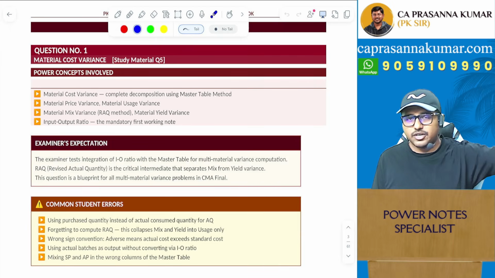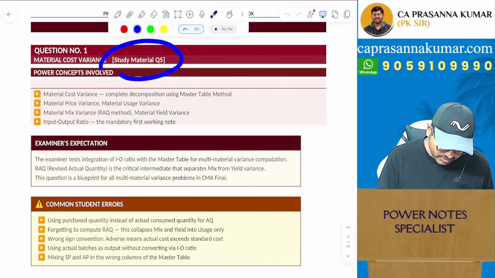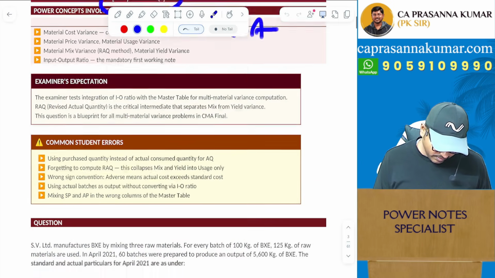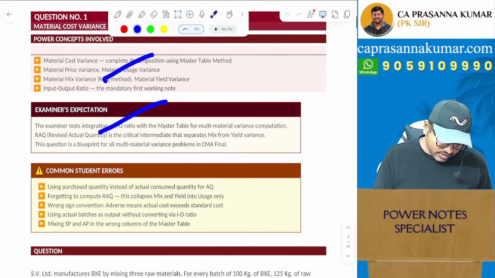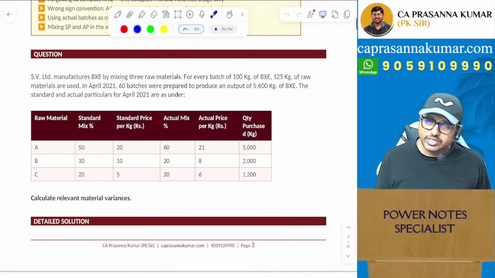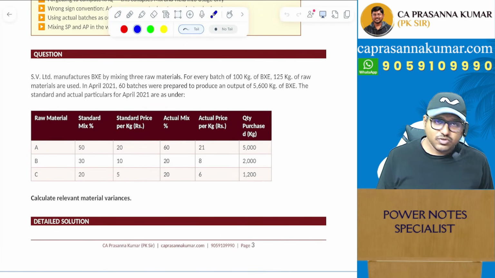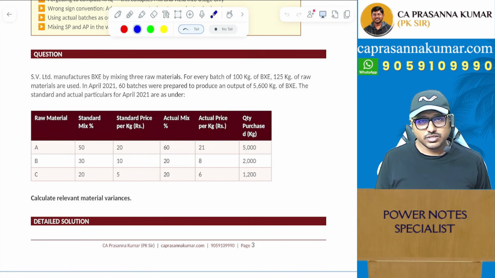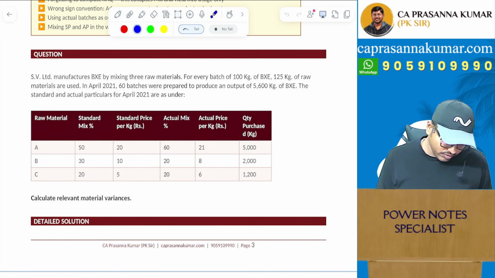Now let's continue with the questions. This is your study material question only in your CMA material. I gave you lots of things over here, but now we'll not be going with all those things. This is our question bank. Let's go to the questions straight away. As I told you, we'll be solving good questions only, not the basic questions, because you have your examination tomorrow.